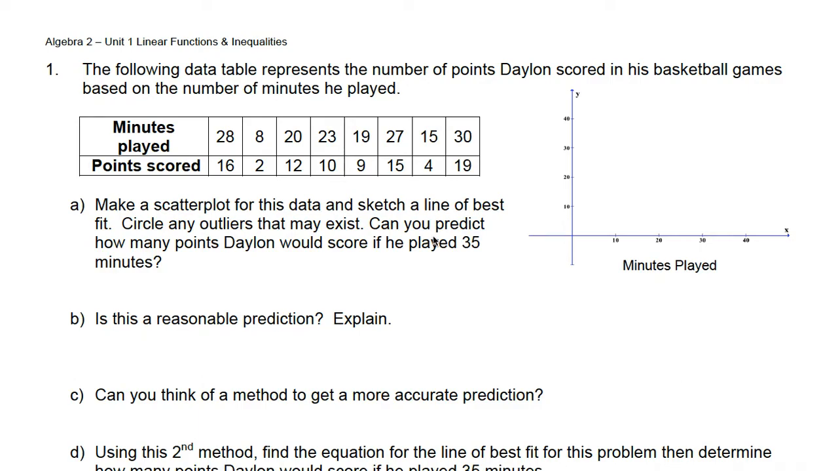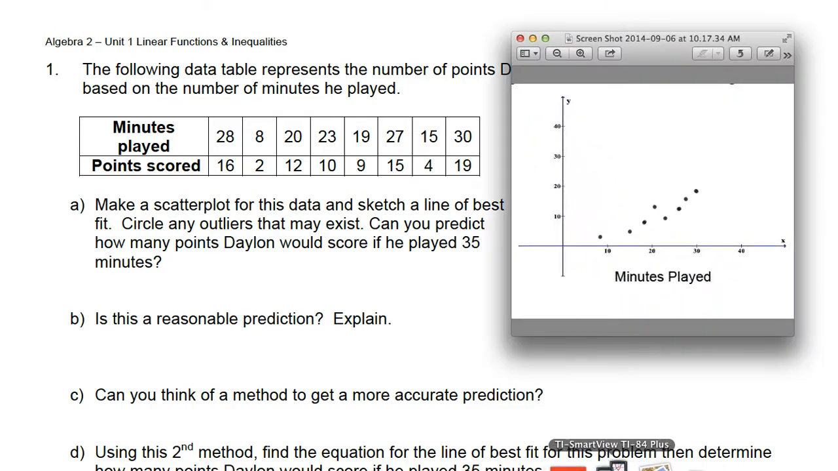Today we'll be working on lesson 1-4, linear regression, and these are the notes that should be glued in your notebook. Let's start on number 1. This table shows the minutes played versus points scored, and on the side you're supposed to create a scatter plot and sketch a line of best fit and circle any outliers that may exist. So go ahead and do that, pause the video.